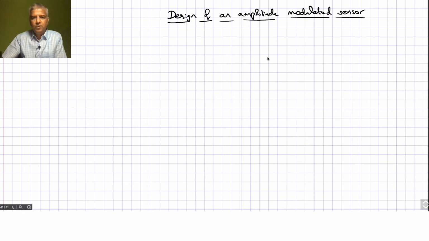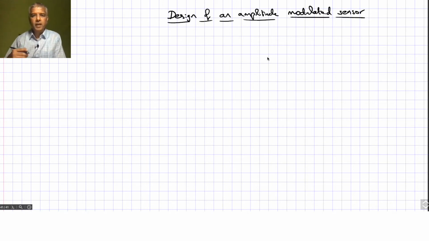Hello everyone. So far we've been looking at principles related to the design of an amplitude modulated optical sensor. We've been looking at some case studies related to gas spectroscopy. Then we went to looking at a pulse oximeter and then optical time domain reflectometer. Now let's see if we can put all of these together and put whatever principles we learned to use to serve a practical application.